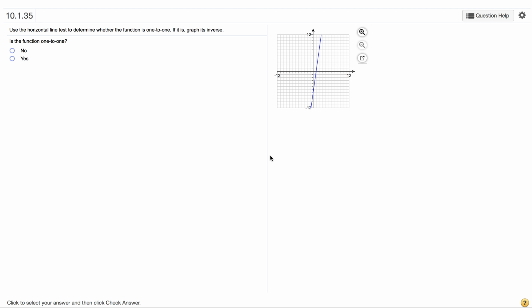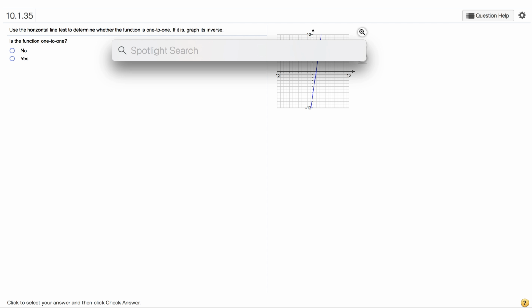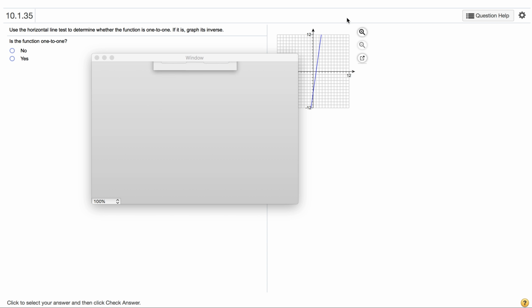So this question was sent to me via a student about a function being one-to-one. So the question becomes, what does it mean for a function to be one-to-one? If a function is one-to-one, it means it passes the horizontal line test, which tells us there is an inverse that is a function as well.